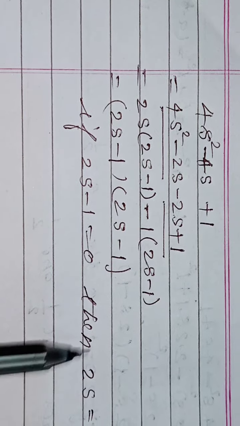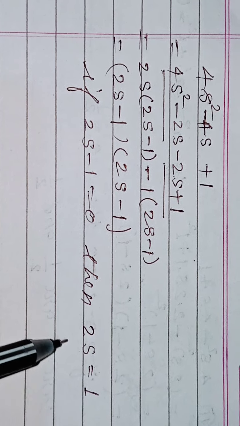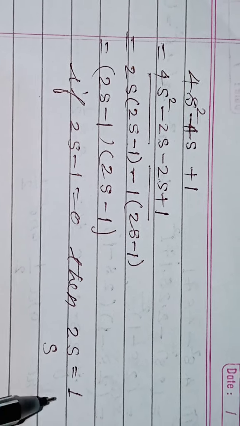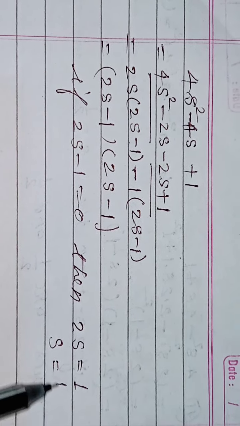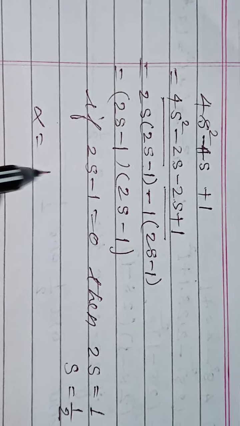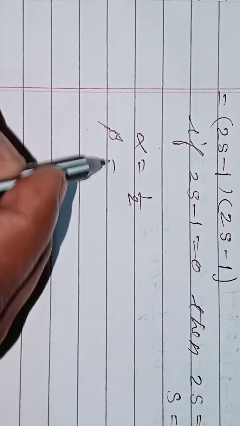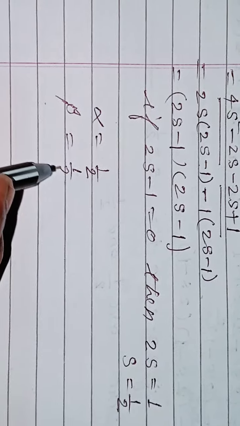Transposing minus 1 to the right side, we get plus 1. Now transpose 2 to the right side, 1 by 2. Both zeros are 1 by 2. And alpha is equal to 1 by 2 and beta is also equal to 1 by 2.